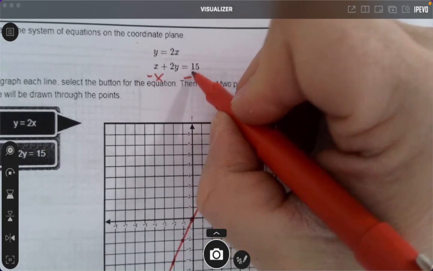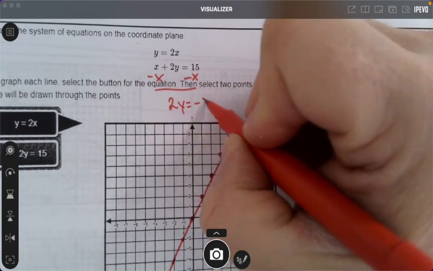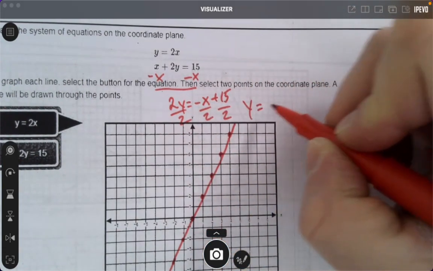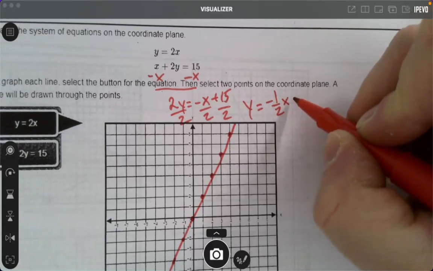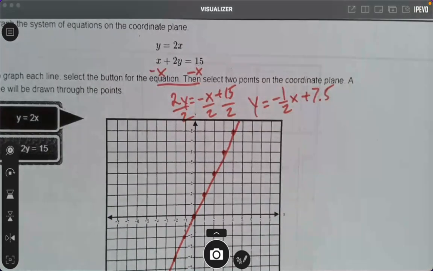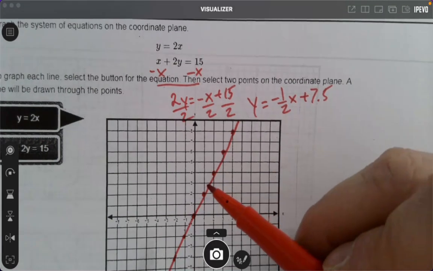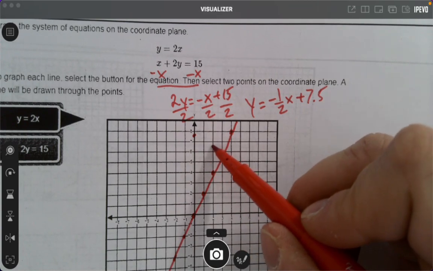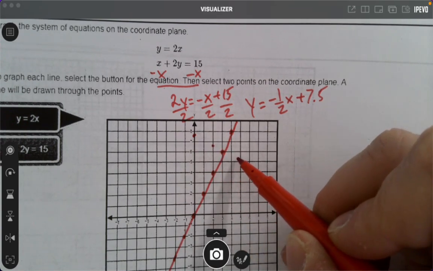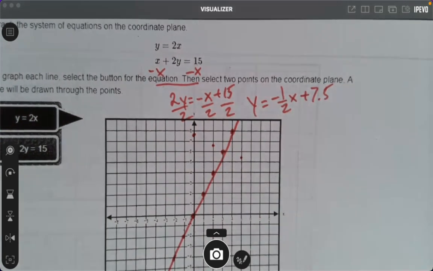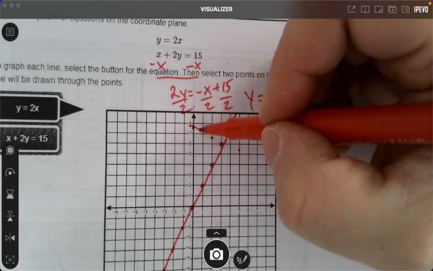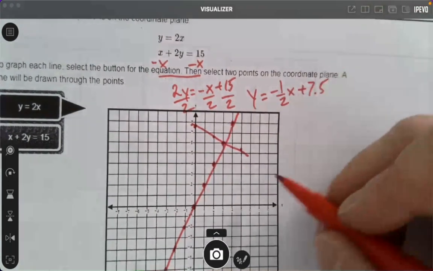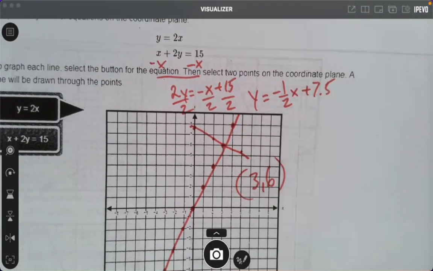So minus x on both sides. 2y equals negative x plus 15. Divide each side by 2. Get y equals negative 1/2 x plus 7.5. Yikes. So I'm going to have to go to 7.5 here. Go down 1 over 2. Down 1 over 2. So it does look like it crosses here at 3, 6. Yuck. 3 comma 6 is the solution there.